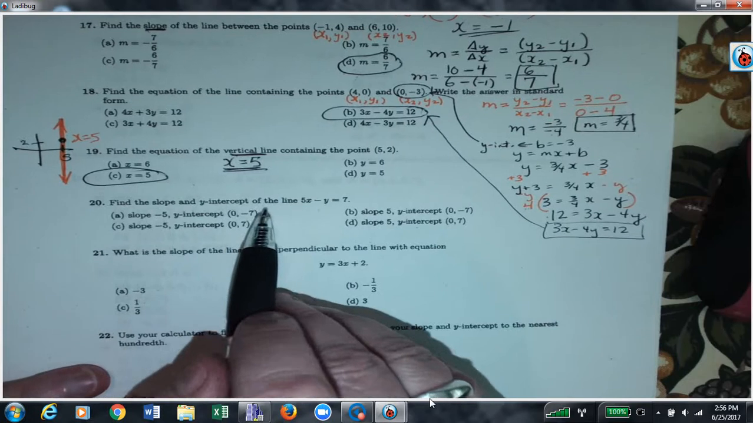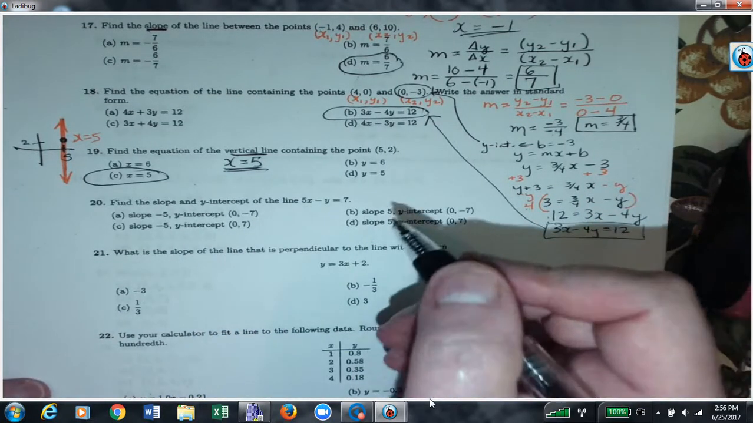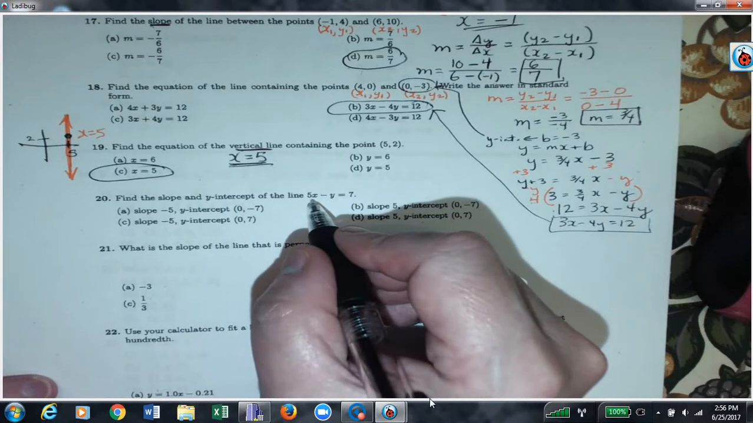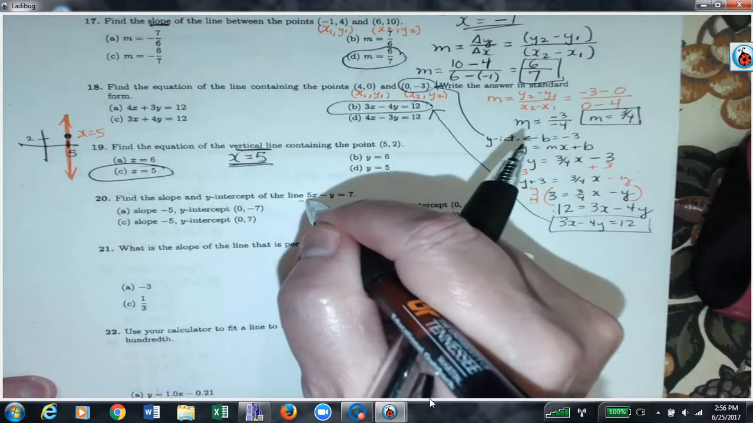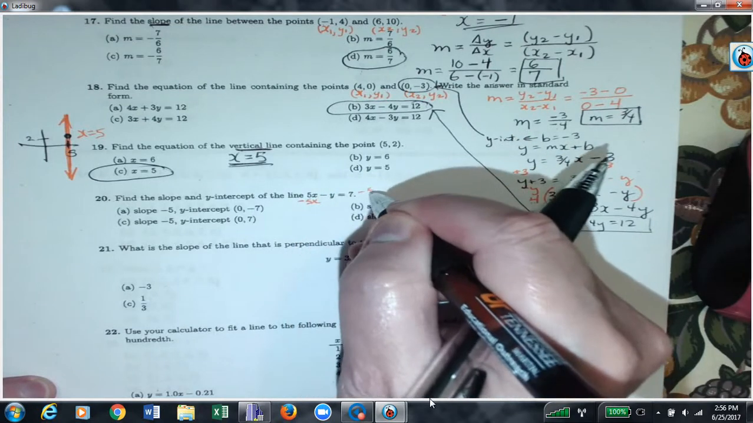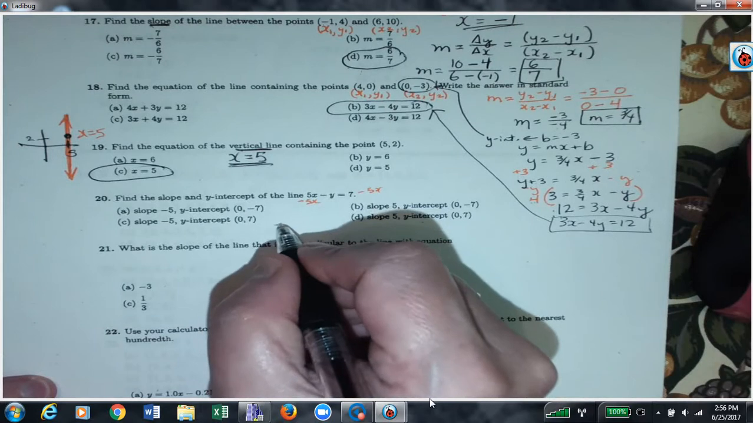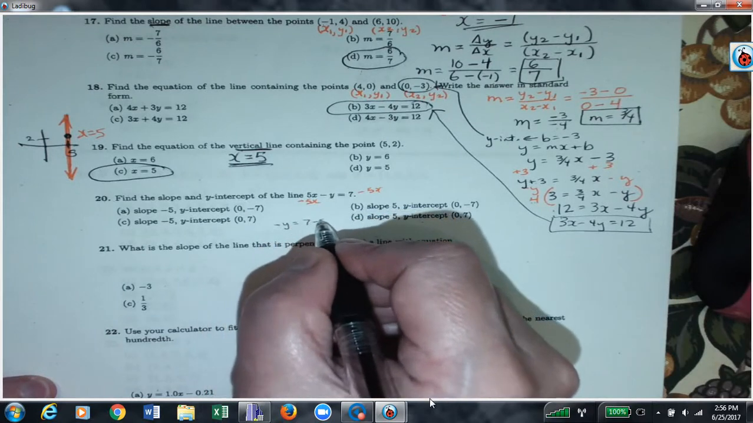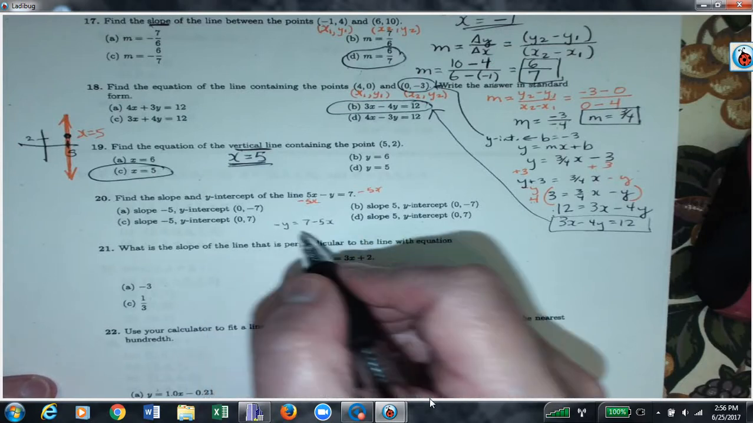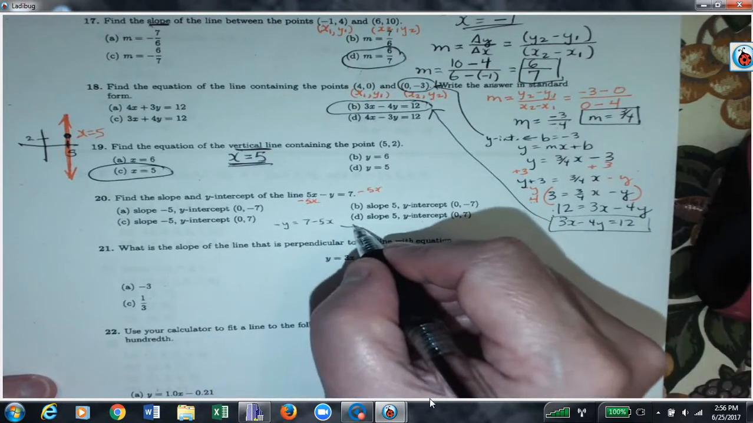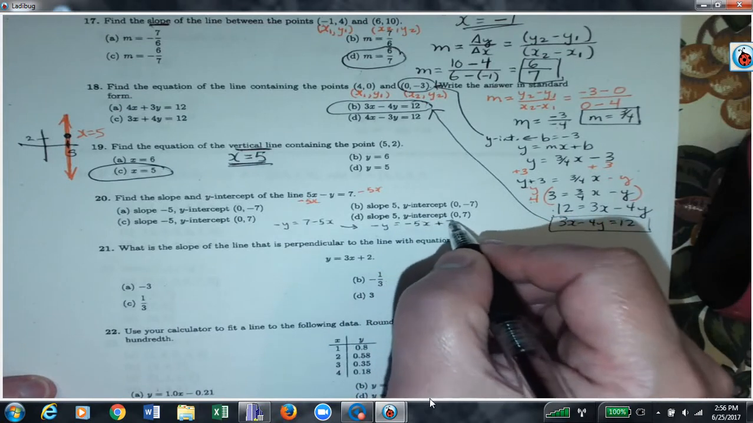Find the slope and the y-intercept of this. Well, let's put it in slope-intercept form. Okay, I'm going to subtract 5x from both sides. So when I do that, my line becomes minus y equals 7 minus 5x. Now, I'm just going to swap the order of that. So negative y equals, I'm going to put negative 5x first.